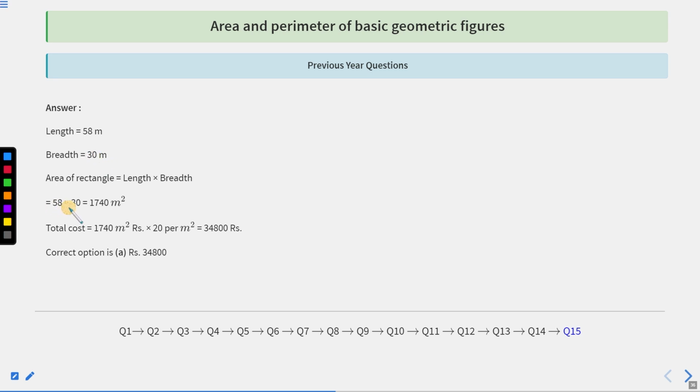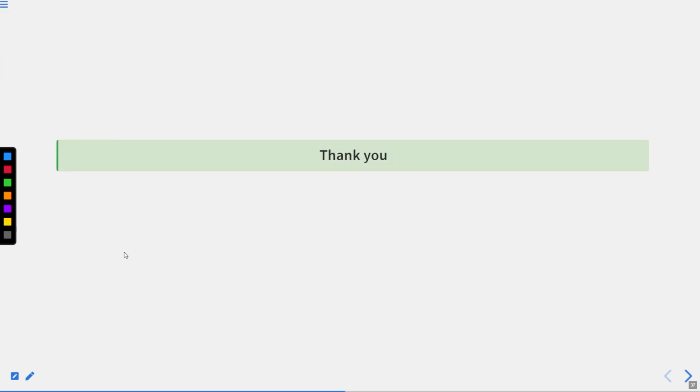So 58 times 30 will be 1740 meter square. So the total cost will be 1740 meter square times 20, correct? So it will be 34,800 rupees. So option number A is correct, that is 34,800 rupees. This is the amount that will be required to cover the complete rectangular field with grass bed. So that would be all for this lecture.